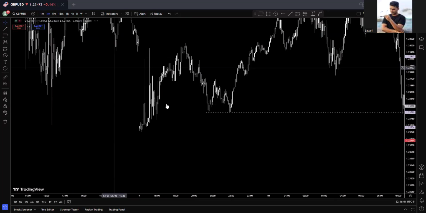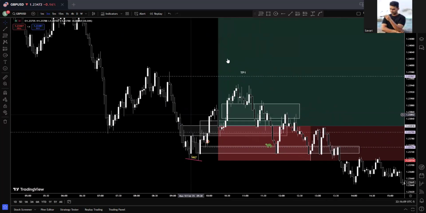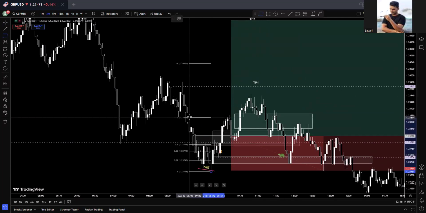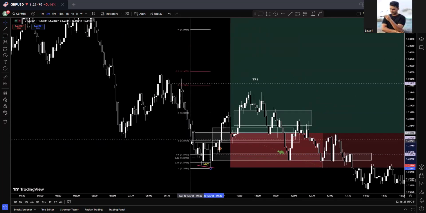So I go to the 3 minutes. Here I get the proper displacement to the upside after taking this high. So I put my projection, which is my standard deviation tool. I project from 0 to 1, which means this is the last low which broke and gave the structure shift. So I take this low and this structure shift area swing high. I expect the market to come to this level.